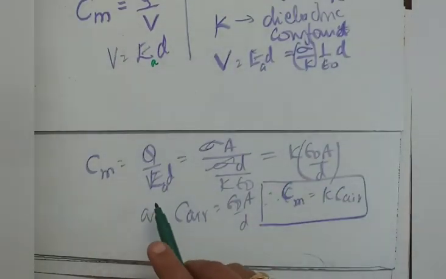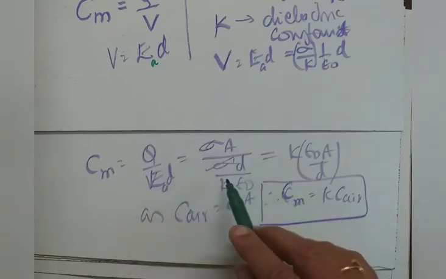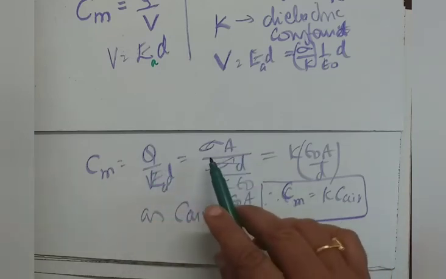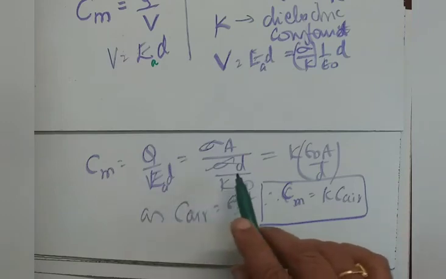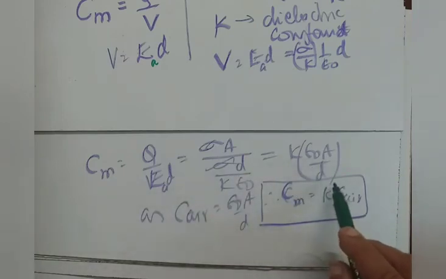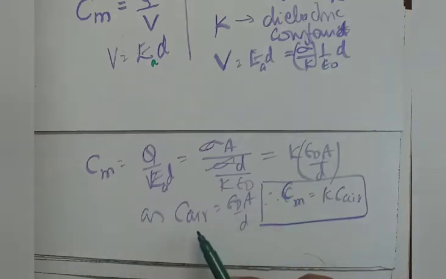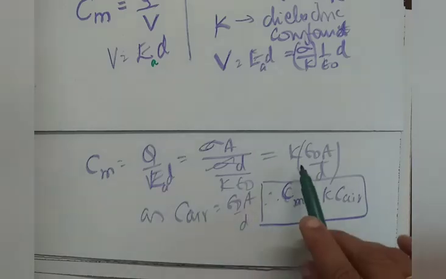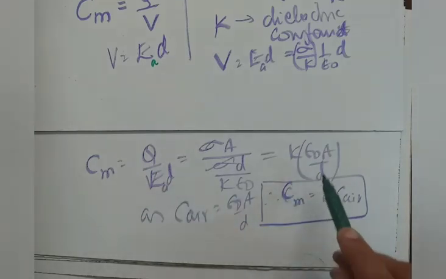Cm equals Q by EA into D. Sigma A is Q, charge density into area, and EA is sigma D by K epsilon naught, which is equal to K epsilon naught A by D. Therefore, as we know, C air, the air or vacuum capacitance, is epsilon naught A by D, so we can simply write Cm as K into C air. So this is one of the important relations. Now we proceed on to the next set of ideas.